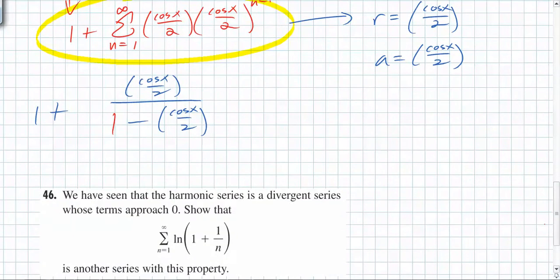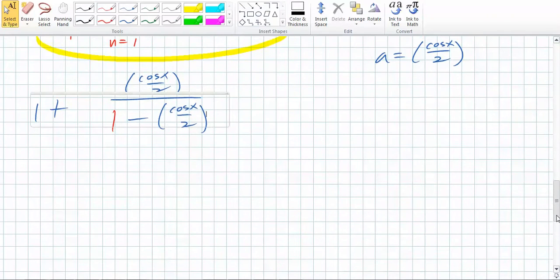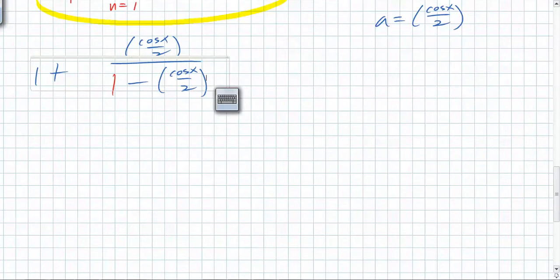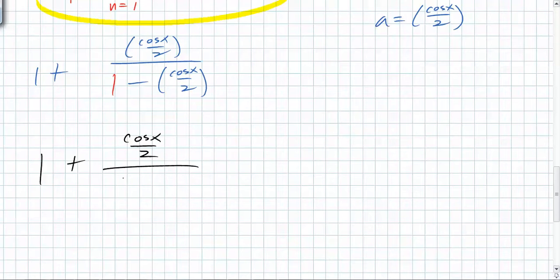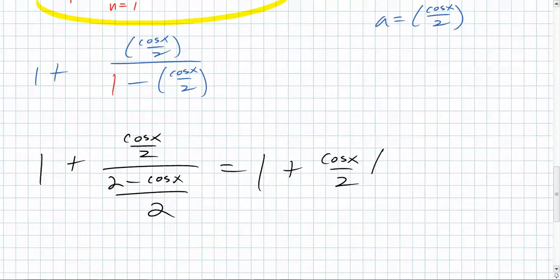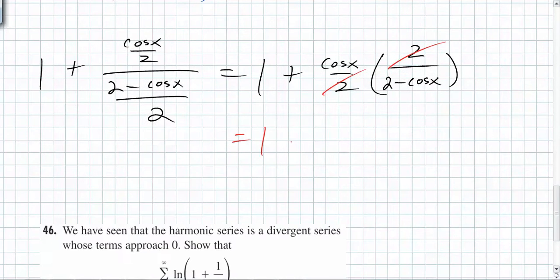So you just want to do your algebra properly. Cool. Okay. So we end up with, a lot of things cancel. 1 plus cosine x over 2 over 2 minus cosine x all over. Gives me 1 plus cosine x over 2 times 2 over 2 minus cosine x. What cancels? So you're left with 1 plus cosine x over 2 minus.